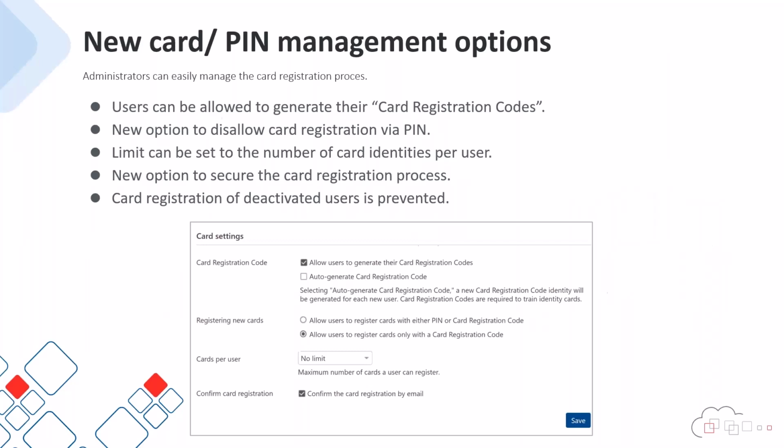So card registration is now simpler and actually more secure. Users can generate their own registration codes, while administrators can block PIN-based registration and also set limits on the number of card identities per user. A confirmation step improves security and prevents misuse, and deactivated accounts no longer leave registered cards in the system. So with identity management improved, let's move to modern printing.